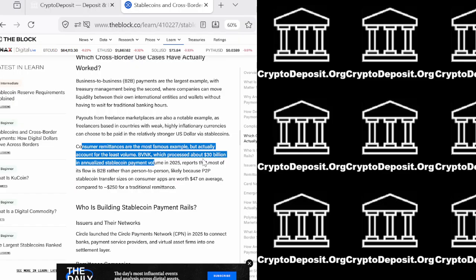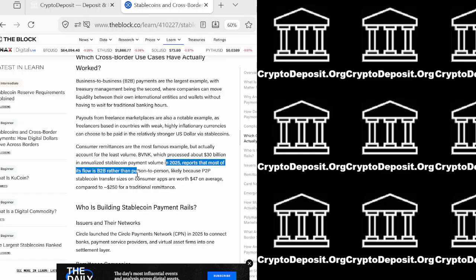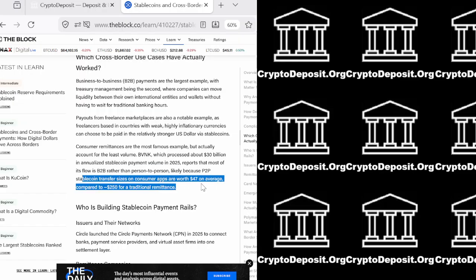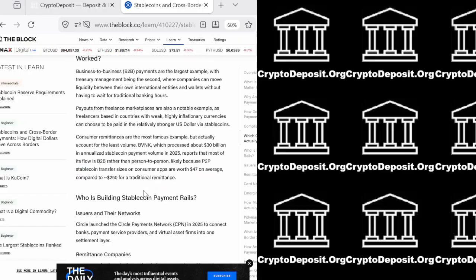BVNK, which processes about 300 billion in annualized stablecoin payment volume in 2025, reports that most of its flow is B2B rather than person-to-person, peer-to-peer, likely because P2P stablecoin transfer sizes on consumer apps are worth $47 on average compared to $250 for a traditional remittance.